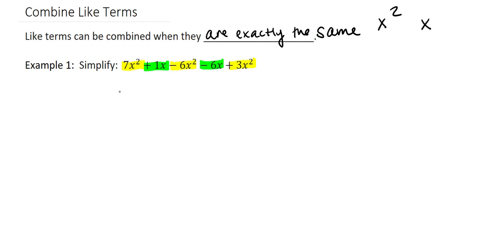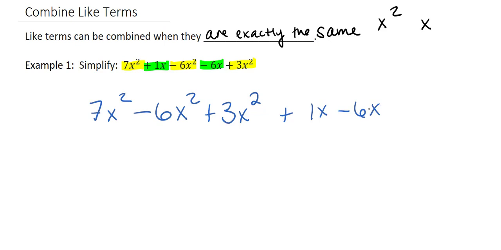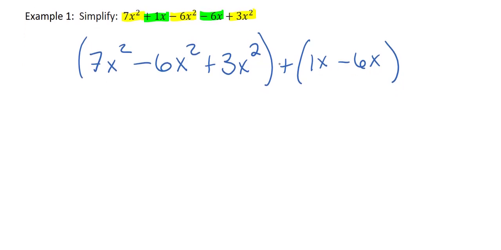So if we were to go like that, we have 7x squared. This minus is going to stay right with that 6x squared, plus 3x squared. So we just went left to right and we found all the x squareds. Then we have plus 1x minus 6x. So now we can go ahead and combine. We can do these in parentheses to show these are all the same, right? So we have 7x squared minus 6x squared. So 7 minus 6, that's just 1, plus 3, so that would be 4x squared. So from that whole parentheses, we get 4x squared.